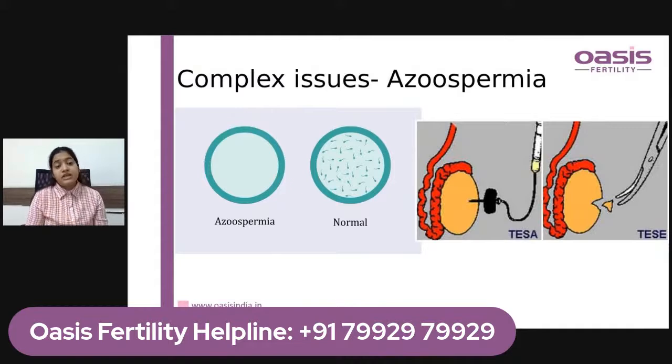But this procedure is a bit more exploratory, we can say, because here there is an incision. It will be a small incision of 2 centimeters, and post-operatively the patient will have stitches, and pain is a bit more in the patient with microTESE. But this can give successful sperm retrieval in patients in whom TISA has failed. So this is the procedure of microTESE.